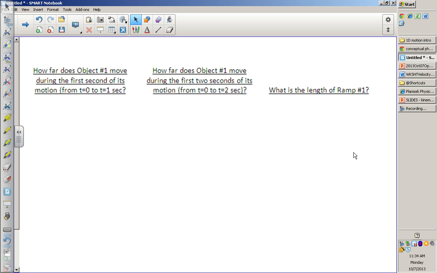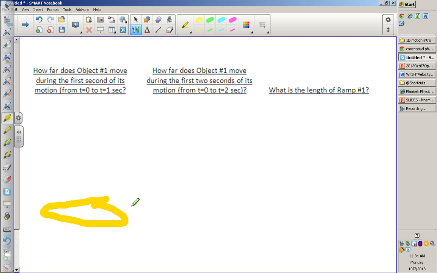So if you plug those values into this equation, you get that the displacement from 0 to 2 seconds is now 4 meters. So in the first second, it goes 1 meter.